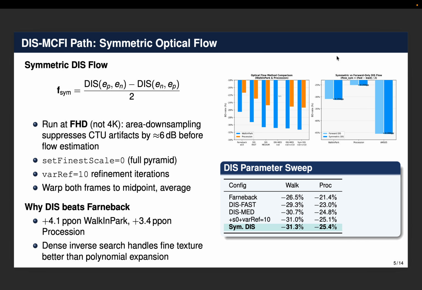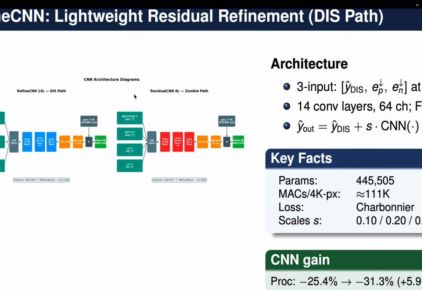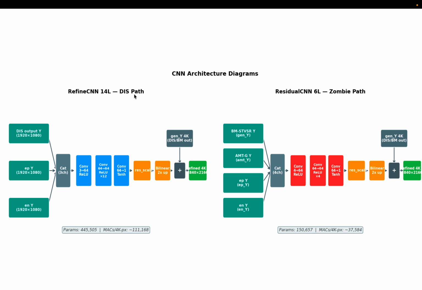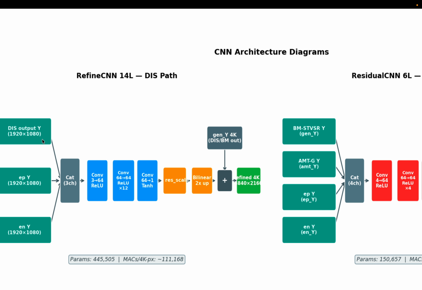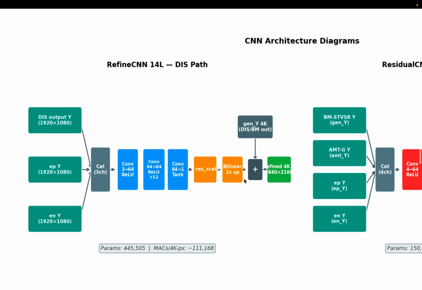For low motion and camera motion sequences, we further refined the DIS output using Refined CNN 14L. This is a lightweight residual CNN with 14 convolutional layers, 64 channels, and 3x3 kernels. The input consists of the DIS interpolated luminance frame and the 2 neighboring even frame luminance images. The network predicts a residual, which is upsampled and added to the DIS output. This residual design is important.